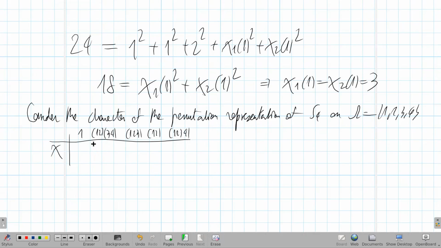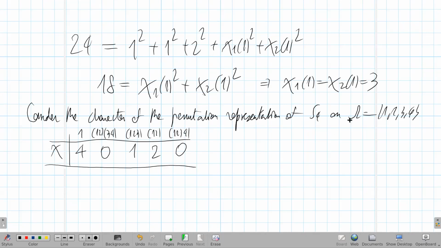So I'll write the elements here. What's the number of fixed points? Of course, it's 4 for the identity, which fixes everything. It's 0 for (1 2 3 4). It's 1 for (1 2 3), because 4 is fixed. It's 2 for (1 2). And it's 0 again for (1 2)(3 4).